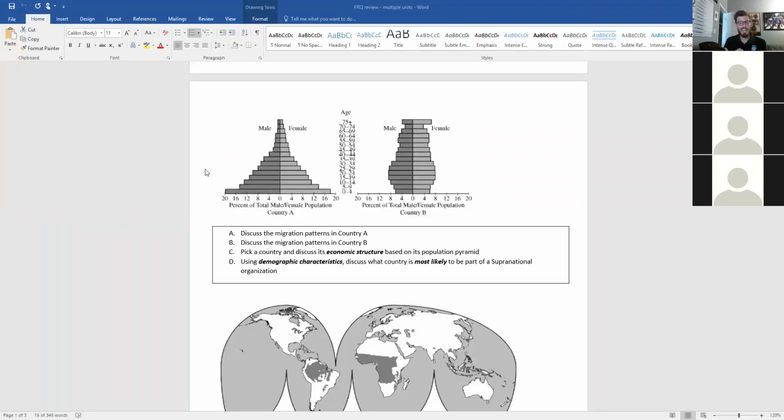So you would say country B, because country B is more developed. They probably have a higher HDI number. Demographically, they have a lower total fertility rate. They don't have dependency ratio problems. And they're in stage 4 of the demographic transition model. So they have dealt with the basic problems of a country demographically, and they can focus on things like a supranational organization.